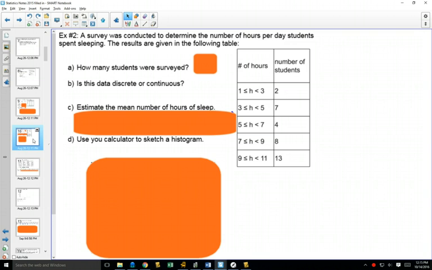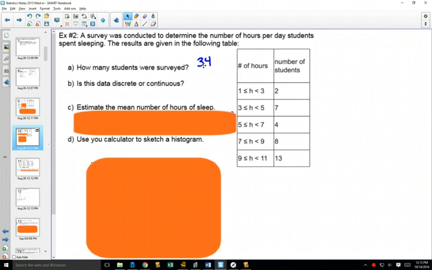So if we take the frequency and add it all up, we get 34. Is this data discrete or continuous? Okay, well, you've got to be a little bit careful here. Could you sleep 2.32 hours? Yes. There's a bunch of different times that are possible. It's not like people sleep only in 10-minute intervals, so that if you didn't wake up, you won't be waking up for another 9 minutes.